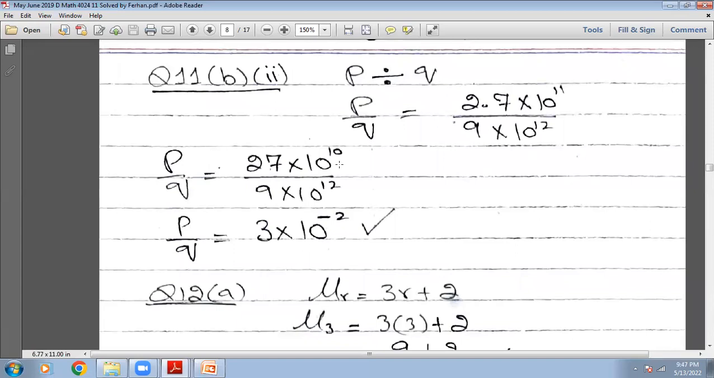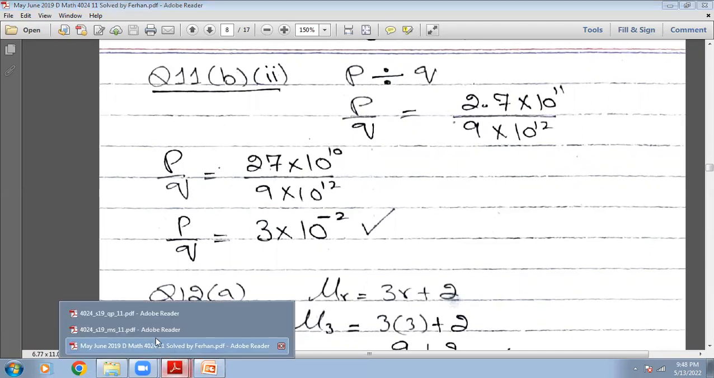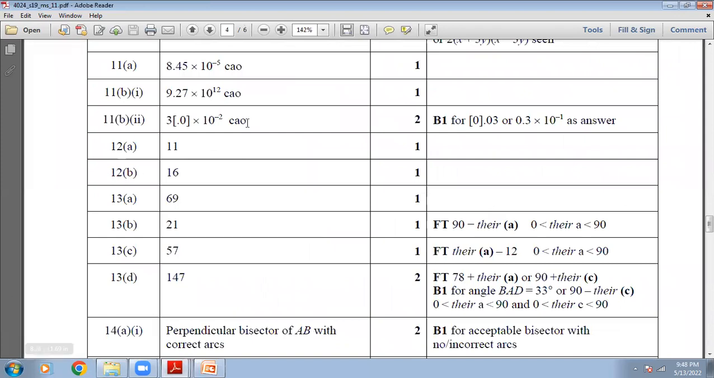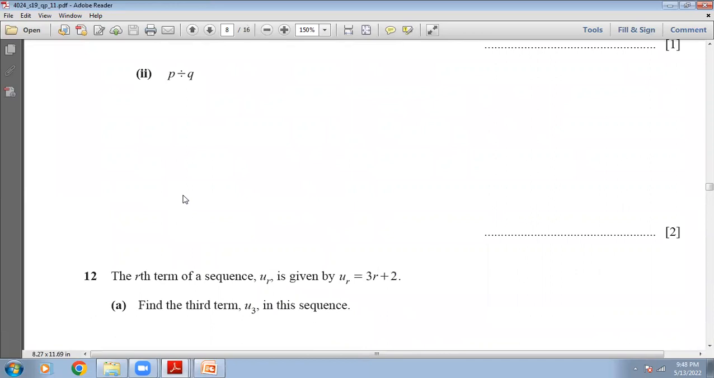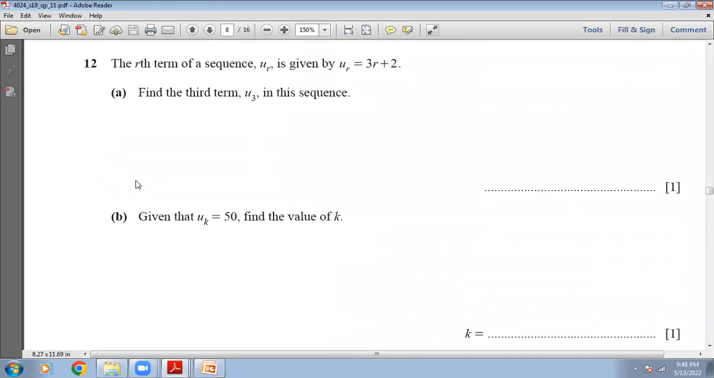Now 9 and 27 easily can be cancelled. It will become 3 into 10 raised to power minus 2. So this is the standard form and it is the answer. I have already checked it, but okay. So this answer is right. So that was question number 11. Now we are going to the next question.